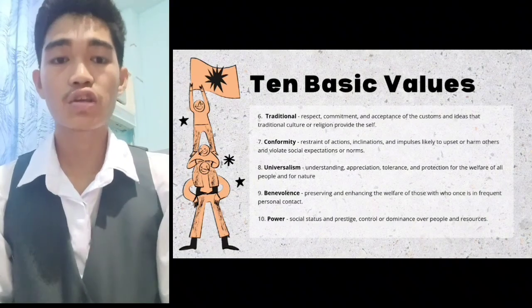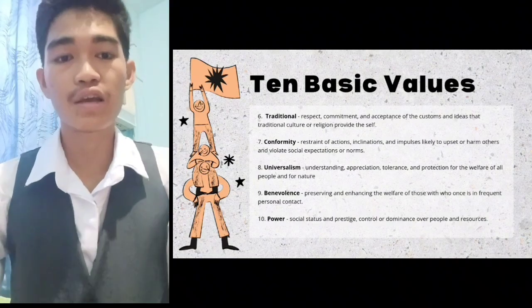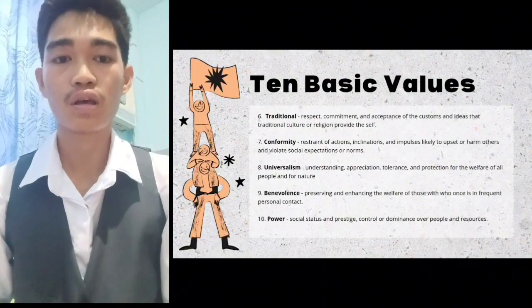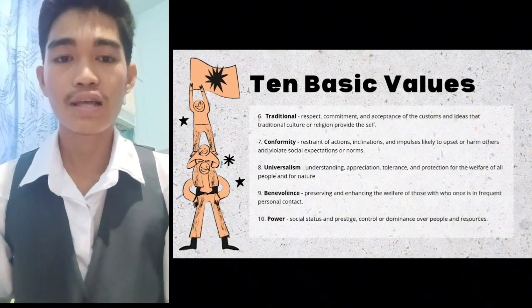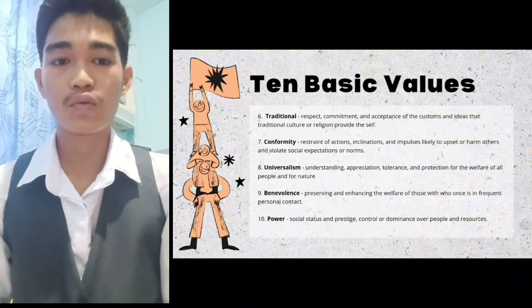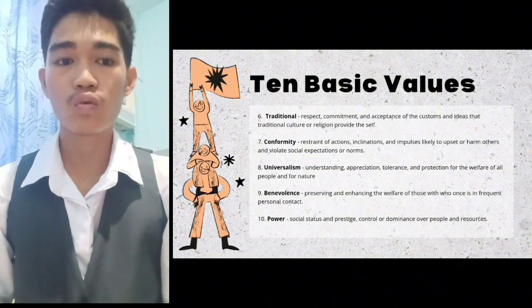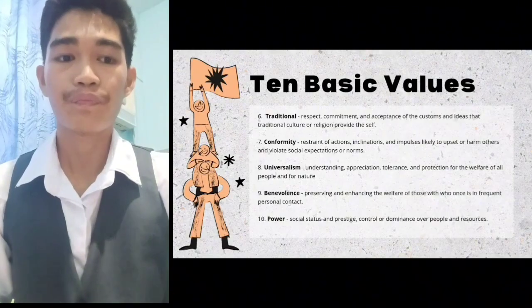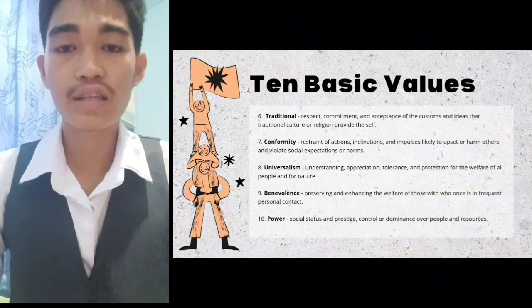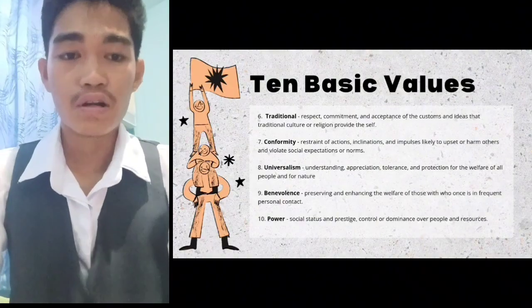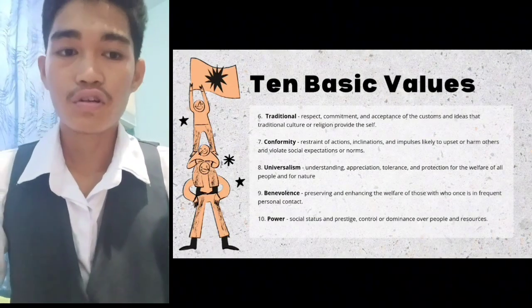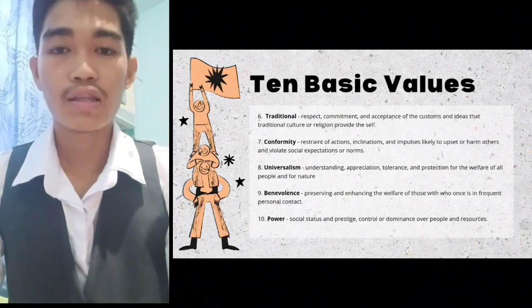So the eighth one is universalism. Understanding, appreciation, tolerance, and protection for the welfare of all people and for nature. So the ninth one is benevolence. Preserving and enhancing the welfare of those with whom one is in frequent personal contact. So the 10th one is power. Social status and prestige, control or dominance over people and resources.